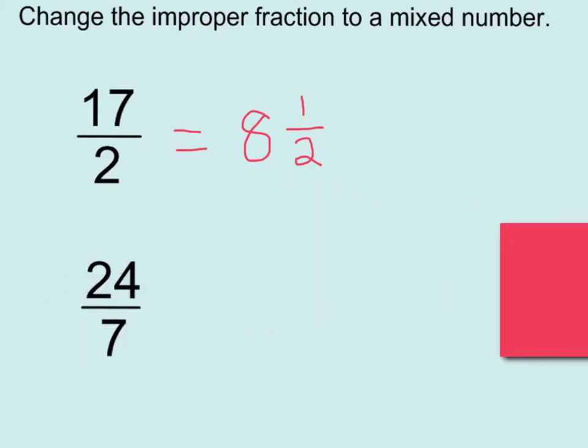So now I want you to try this one on your own. 24 sevenths. Think of this fraction line as a division sign. 24 divided by 7. How many groups of 7 can go into 24? Go ahead and try this one on your own, and then we'll check together.